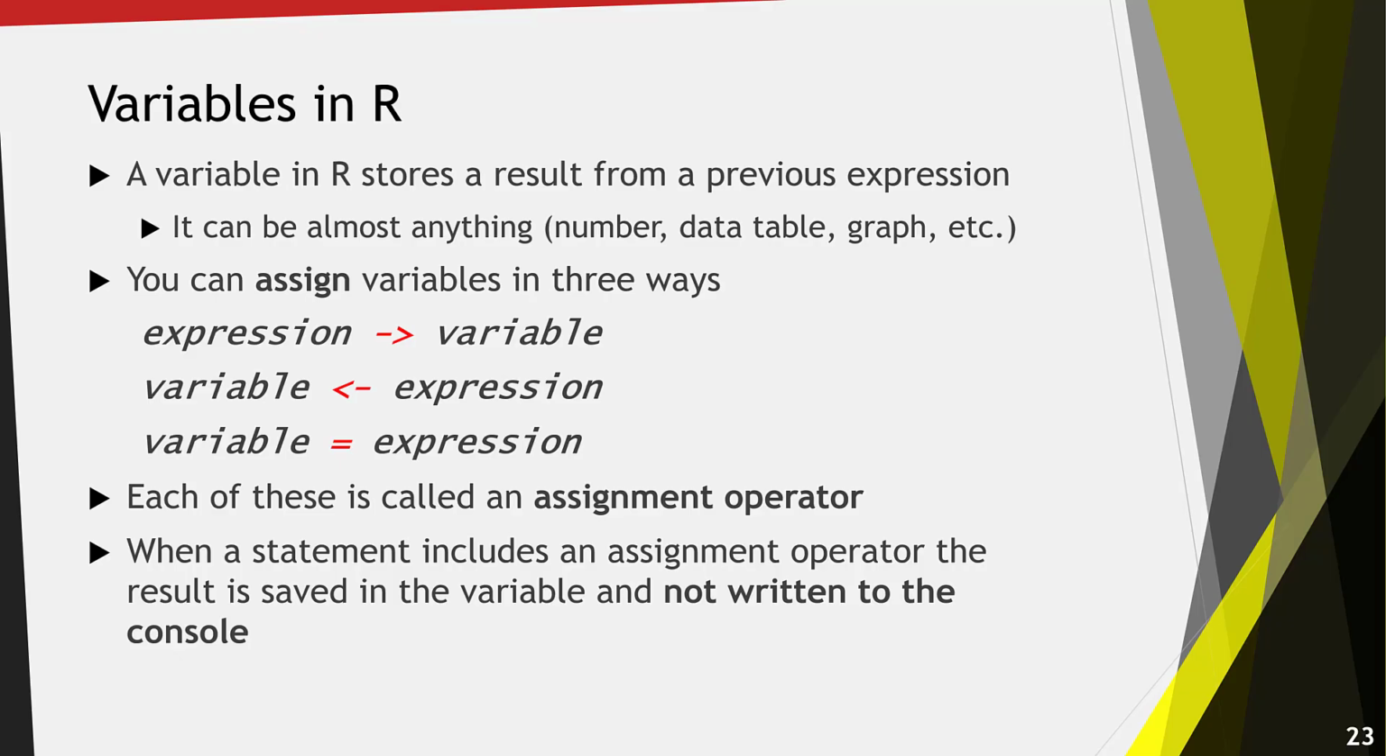And the way that they're going to work is the arrows point towards the variable. So when you use a right arrow, you're going to put an expression on the left-hand side, and the result of that expression will be stored in the variable that's on the right-hand side. The reverse is true if you use the left arrow. You'll start with the variable on the left-hand side and put the expression whose value you want stored in that variable on the right-hand side. The equal sign works exactly the same as the left arrow. You'll put the variable on the left-hand side and the expression on the right-hand side. It's important that you know that when a statement includes an assignment operator, the result is saved in the variable, but it's not written to the console. So you won't see output in the console, but the value will be stored in the variable.